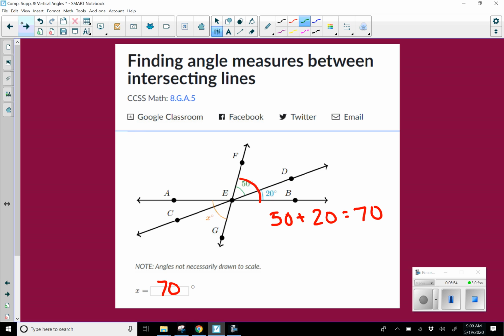Okay, here I can see that this angle right here and this angle right here are vertical angles. They're perfectly intersecting lines with this one and this one. So that means that they're equal to each other. Now they tell us that this one is 50 degrees and 20 degrees. So that means that together these two are 70 degrees, which means that x will also be 70 degrees.